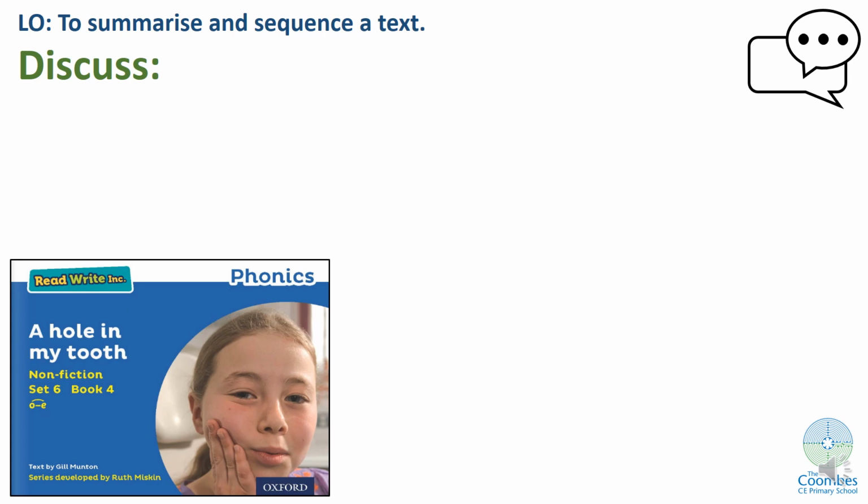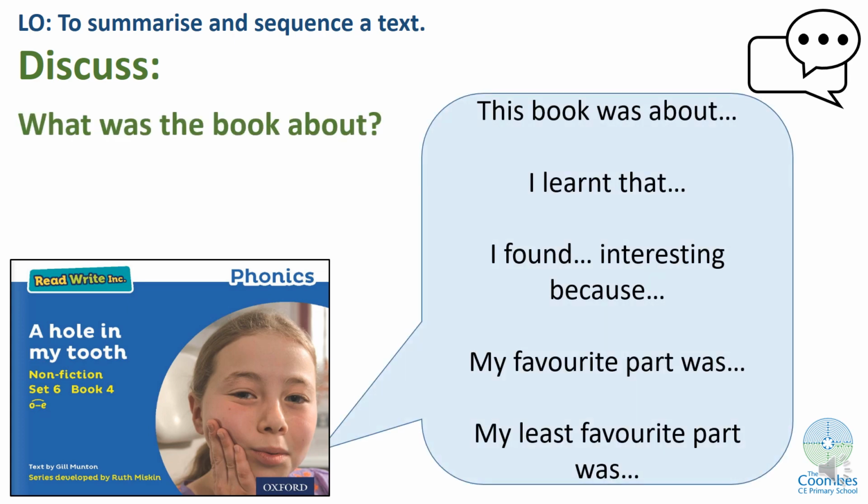To start with, you are going to summarise the book by discussing the following question. What was the book about? And I've got lots of sentence stems that you can use to help you with your discussions and make sure you are speaking in nice full sentences. So, this book was about, I learnt that, I found something interesting because, my favourite part was, and my least favourite part was. So pause the video now and make sure you discuss this question and summarise the book.